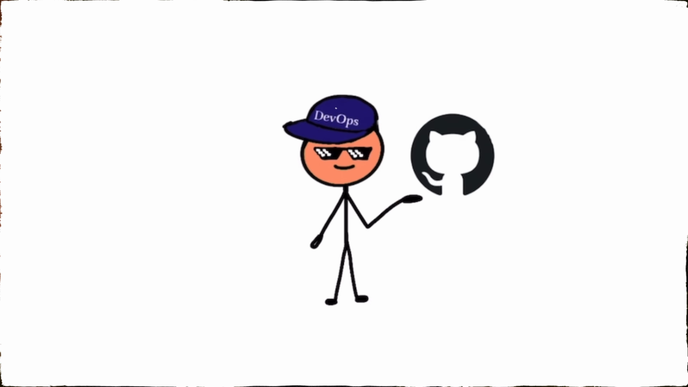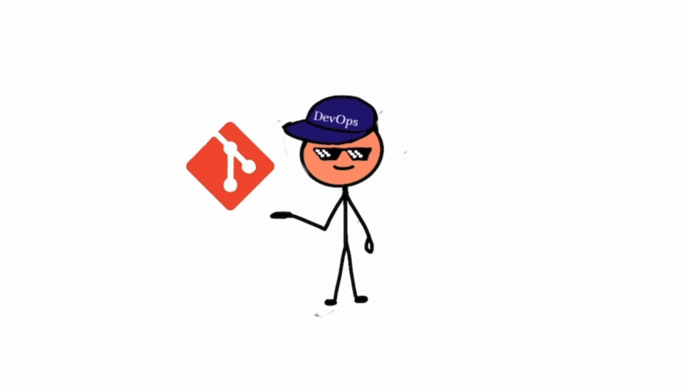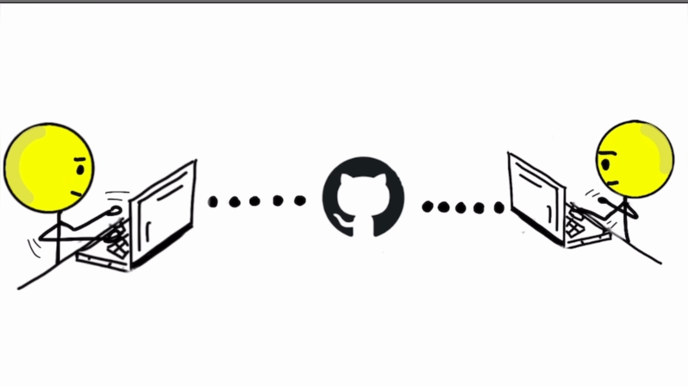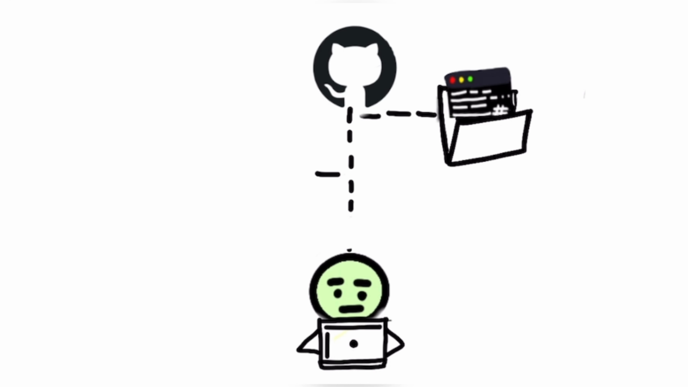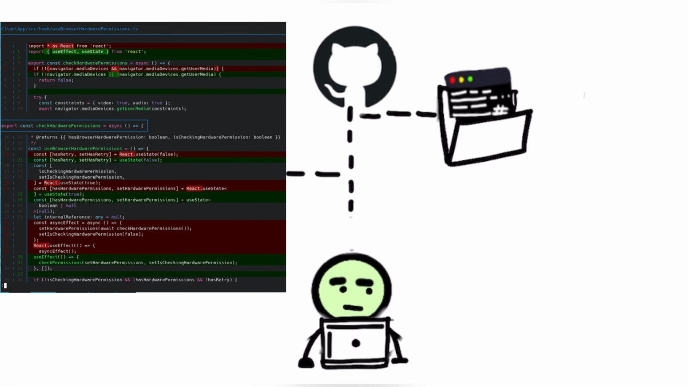But DevOps engineers make use of a version control system, that is Git and GitHub, to get rid of these issues. Using GitHub, sharing code with other team members becomes way easier. Using Git, developers can push their code to a GitHub repository. Git helps developers keep track of changes in their code, which means you can always go back to the previous version if something goes wrong.